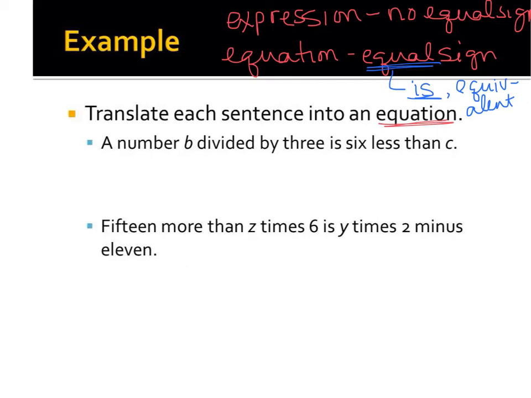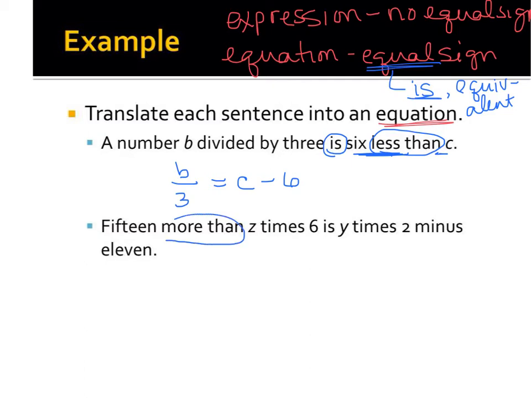So a number b divided by 3 is, so equals, 6 less than c. Remember, less than goes at the end, so it's c minus 6. That is 6 less than c. Like I said, very similar to what you did in Chapter 1.